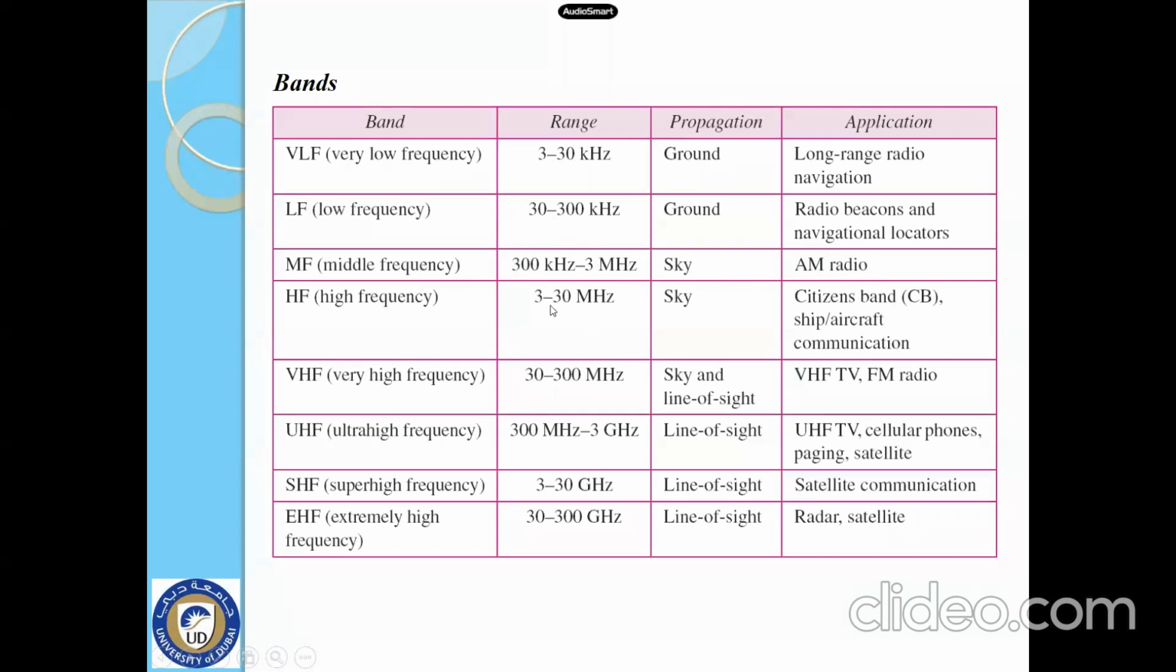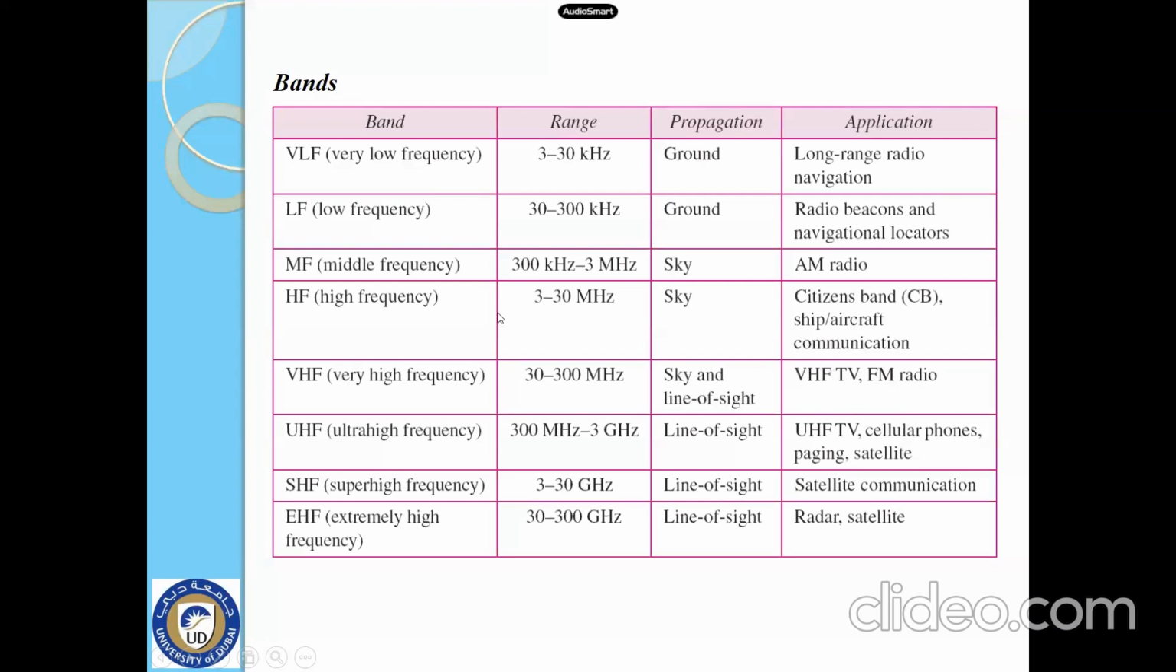Now in high frequency, from 3 to 30 megahertz, that's what we call citizen band, ship and aircraft communication. Usually aircraft communicate within this range. Then there is the very high frequency, 30 to 300 megahertz. This is like the FM radio. If you go to the radio, you realize most of the signals here are from 85 megahertz to 110 megahertz. So that's pretty much for the FM radio and TV.